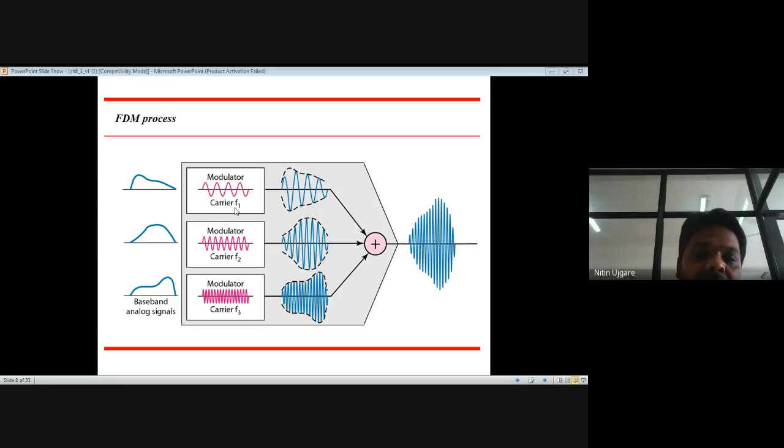You can see here carrier signal F1 is separated by a guard band with respect to the carrier signal frequency 2, and same as for the carrier frequency 3. So each of these carrier signals is separated from each other by using the guard bands, and we are using guard bands to avoid the interference. So that is the frequency division multiplexing process, where the multiple analog signals are combined together, which produces one composite analog signal, and that composite analog signal will be transmitted across the transmission medium.